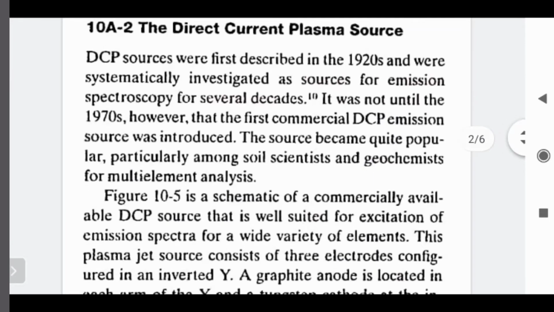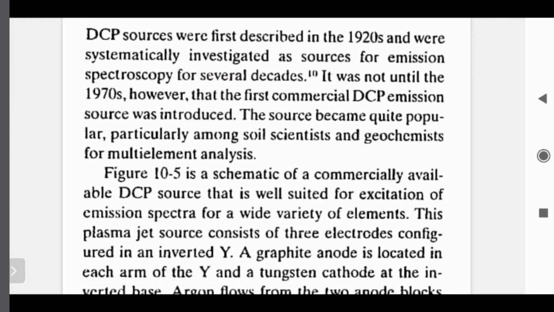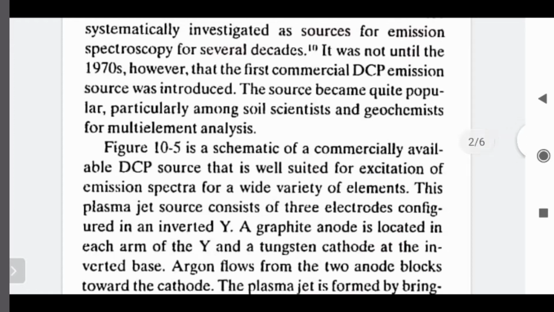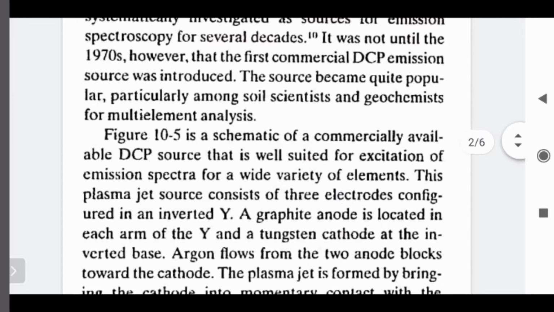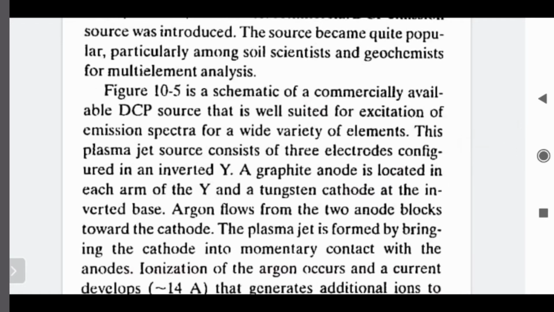So the DCP source was first described in the 1920s and was systematically investigated as a source for emission spectroscopy for several decades. Okay, so it is a quite historically and widely used source, and the ICP is a quite advanced source. It was not until the 1970s, however, that the first commercial DCP emission source was introduced. The source became quite popular, particularly among soil scientists and geochemists for multi-elemental analysis. We will see after this how the source is beneficial over our normal flame analysis.